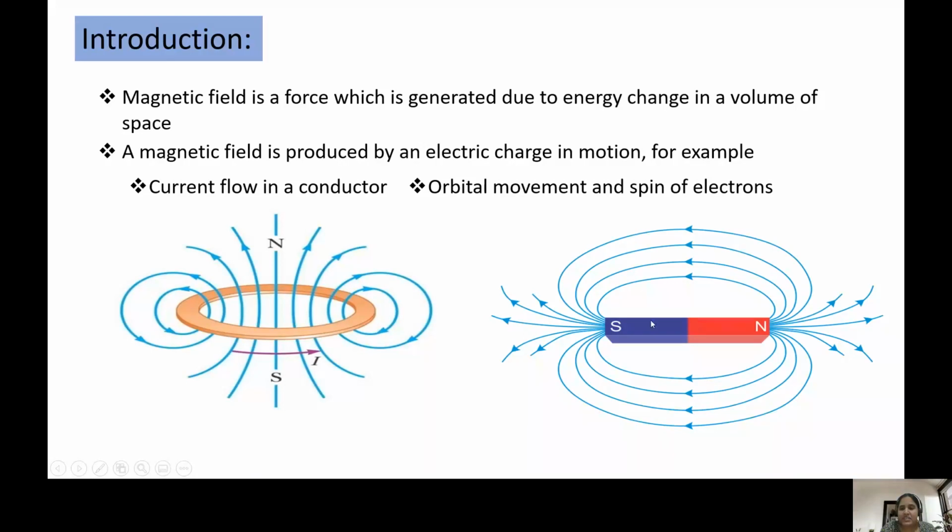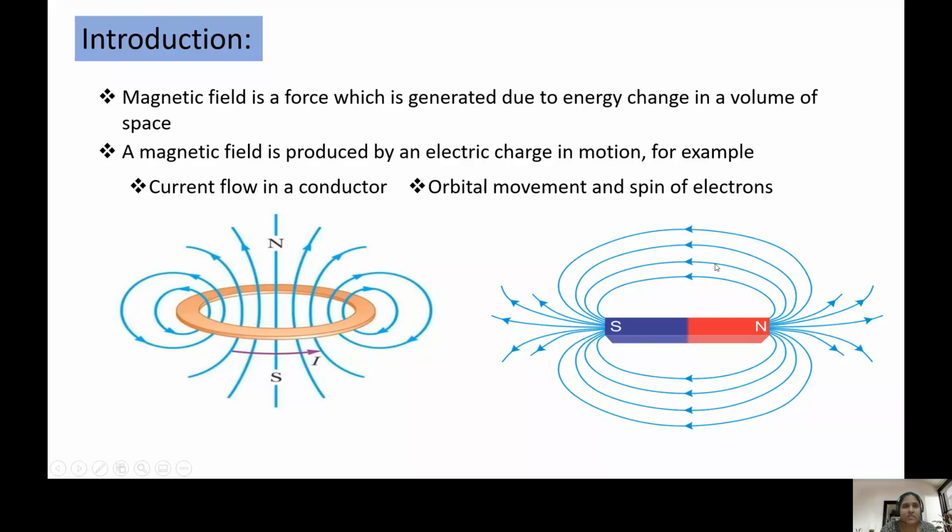And here this is a bar magnet having the north pole and south pole. Here the magnetic lines of force, which are imaginary lines of force, start from the north pole and reach the south pole. Inside the magnet, the lines of force go from south to north. These are the magnetic lines of force, like loops, traveling from north to south.